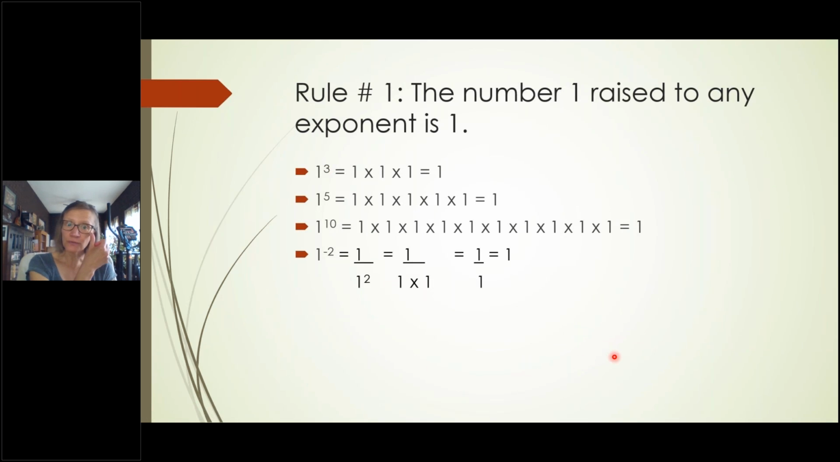So here's the first little rule for exponents. Whenever the base is the number 1, raised to any exponent, the value of that power is always going to be 1, and you can see why. 1 to the third, 1 times 1 times 1 equals 1, because 1 times 1 equals 1, no matter how many times you do it.